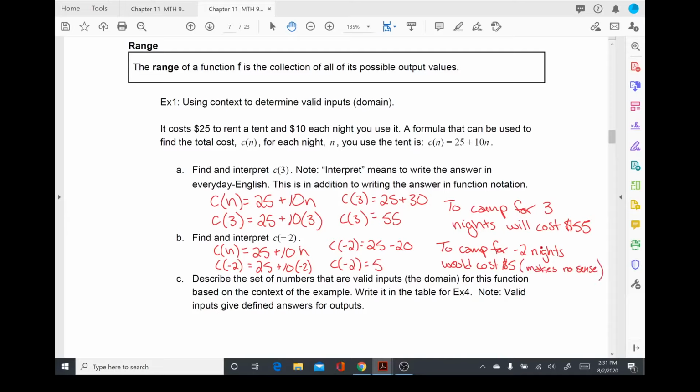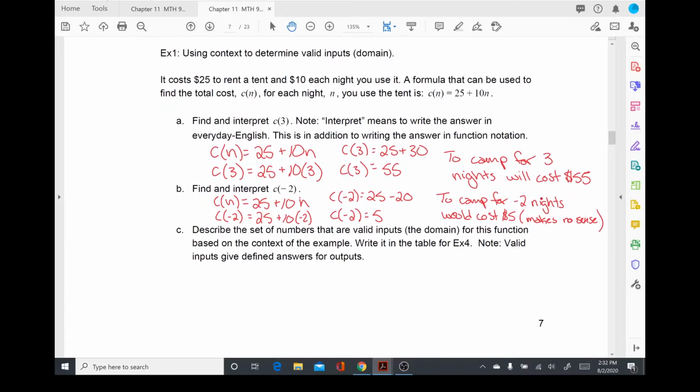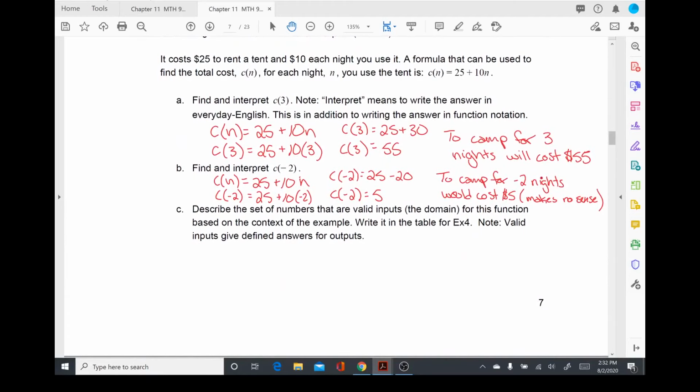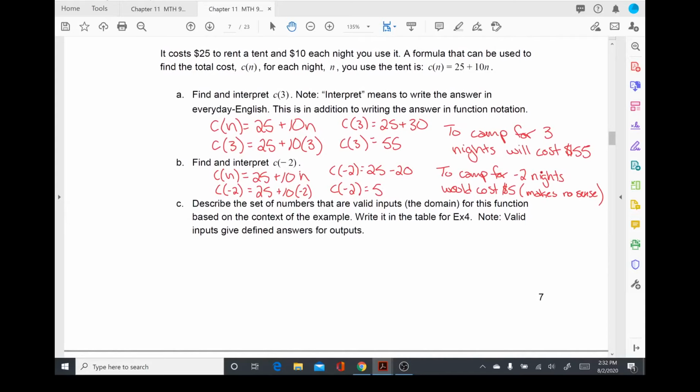So what we're going to do now is describe the set of numbers that are valid inputs for the function based on the context. And we are going to write this work in a table, for example 4, which is another page on. Valid means that you're going to get answers for the output that makes sense, and the input also makes sense. So the set of numbers that are valid inputs. Let's think. What would be a good input? I could camp for 1 night. That makes some sort of sense. 2 nights, 3 nights, and so forth.